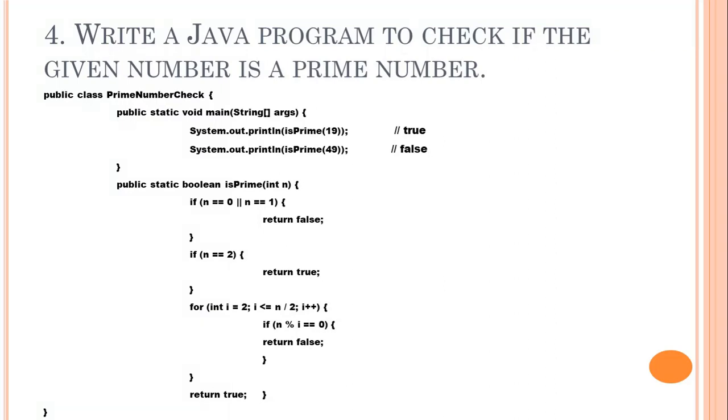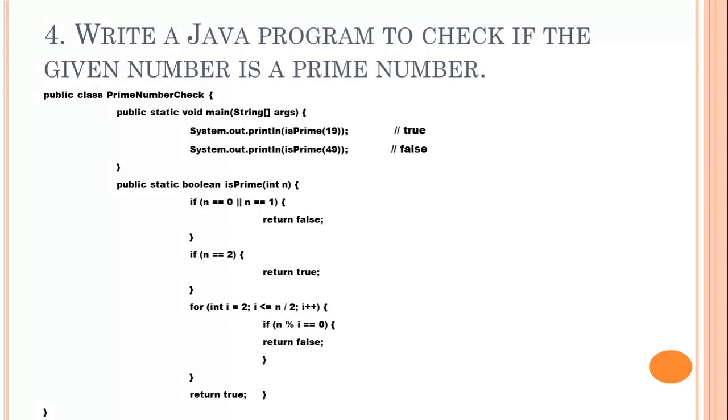So initially we are calling the method isPrime. It is a static method which will return a boolean, whether true or false. Consider the example: if we pass the number as 0 or 1, it will return false, because 0 and 1 we can't consider as prime numbers. And if the number is equal to 2, we can consider it a prime number.